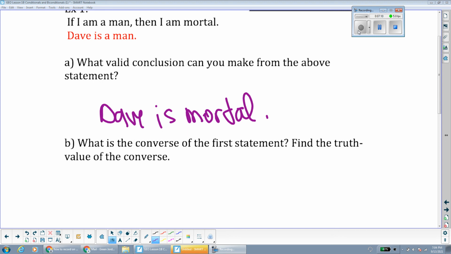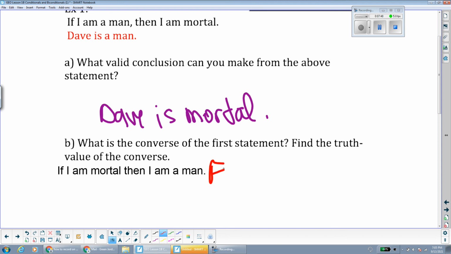Congratulations. There's probably a bunch of other things you might be thinking about Dave or about men being mortal, but based on these premises and only these premises alone, we can conclude that Dave is mortal since Dave is a man. What is the converse of the first statement? Take a second and write down the converse of the conditional, if I am a man, then I am mortal. If you wrote down, if I am mortal, then I am a man, wonderful. That would be the correct converse of the conditional statement. Switch the order of the premises and the conclusion.